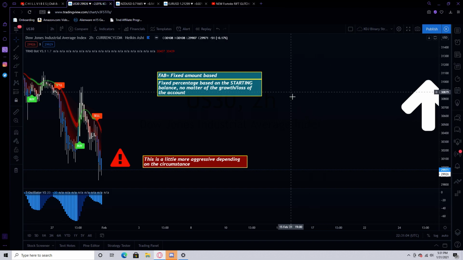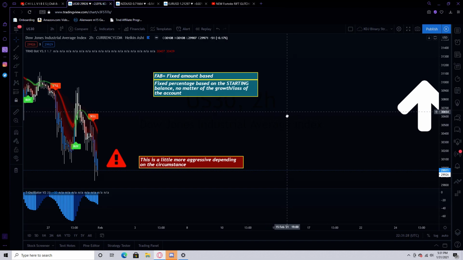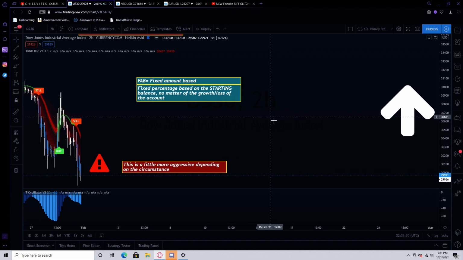It is a fixed percentage based on the starting balance, no matter the growth or loss of the account. So say you have, I'm gonna go back to the other example. You started with 500, now you have 800. You would just want to do 2% of 500. So you would just be doing $10 trades with an $800 account. That's pretty much what it is. There's nothing much to go into. It's very simple, very self-explanatory.